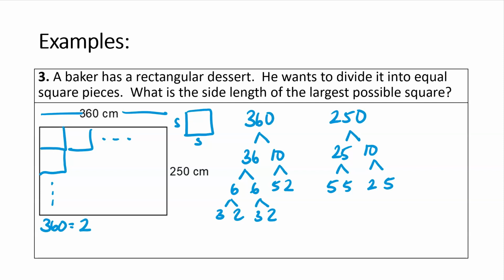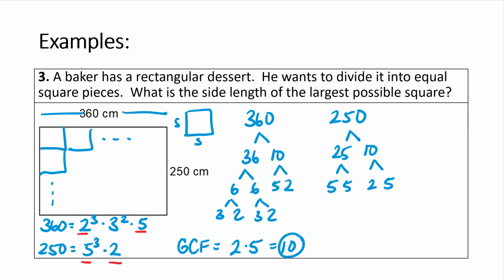So if we list our factors, 360 is 2 to the power of 3, multiplied by 3 to the power of 2, multiplied by 5. And 250 would be 5 to the power of 3, multiplied by 2. So, comparing the factors, there is 1 5 in common, and there is 1 2 in common. So the greatest common factor would be 2 times 5, which is 10. And that's the end of this lesson.